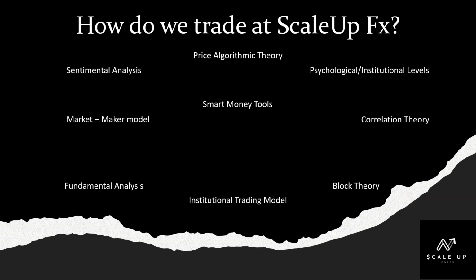The first tool we use is sentimental analysis. So we gauge the type of sentiment the market is in. Are we in a risk on market? Are we in a risk off market? Which essentially means, are we seeing flows into safe haven currencies like the US dollar or the Japanese yen? Or are we seeing risk on market scenarios where we have a bearish US dollar, bearish Japanese yen, and bullish foreign currencies? So that's the first thing we do.